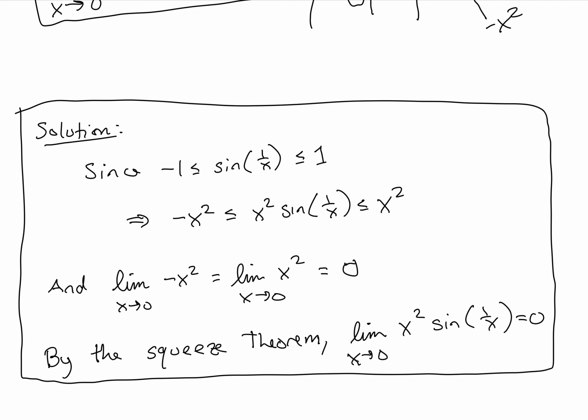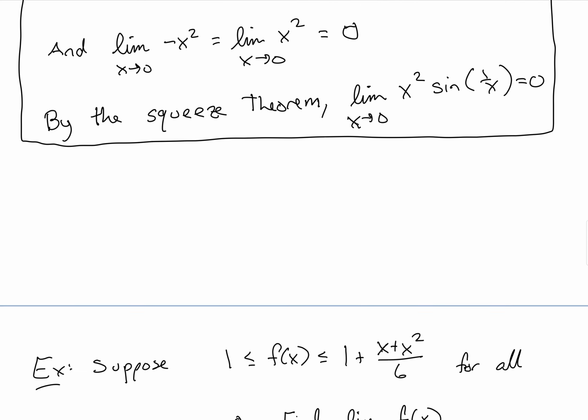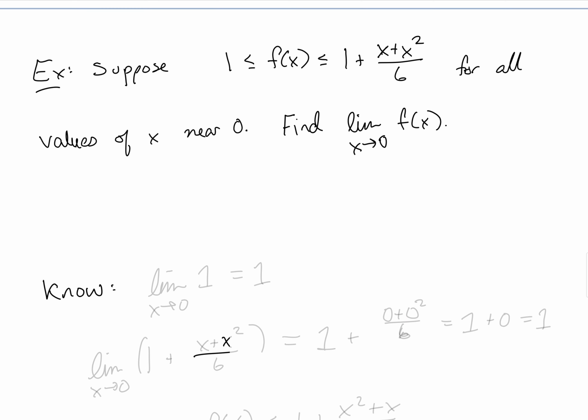Okay, let's do another example. Suppose that 1 is less than or equal to f of x, which is less than or equal to 1 plus x squared over 6 for all values of x near 0. Find the limit as x approaches 0 of f of x. So here we know a lot less information.